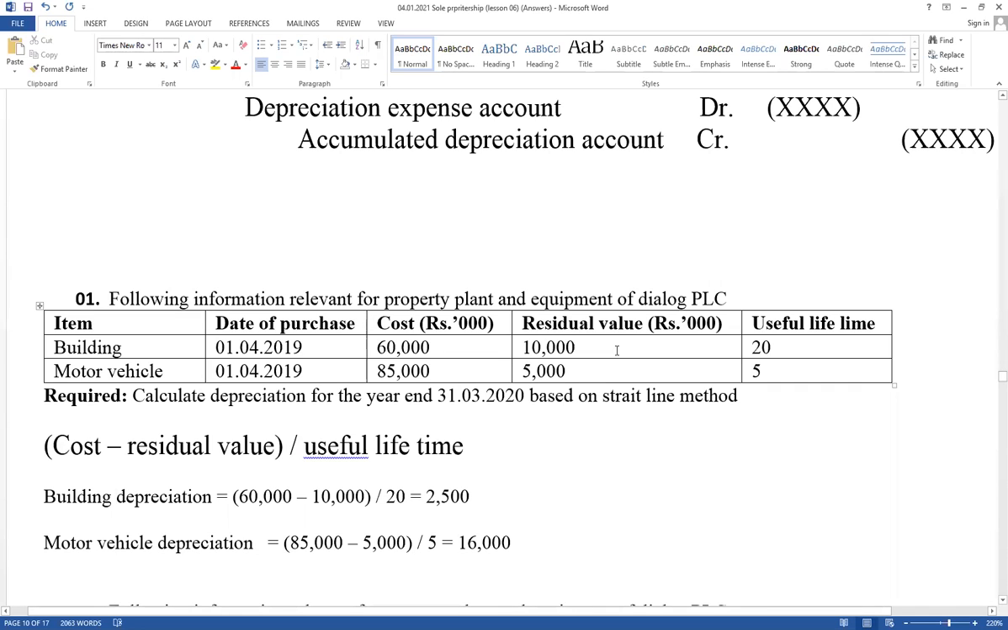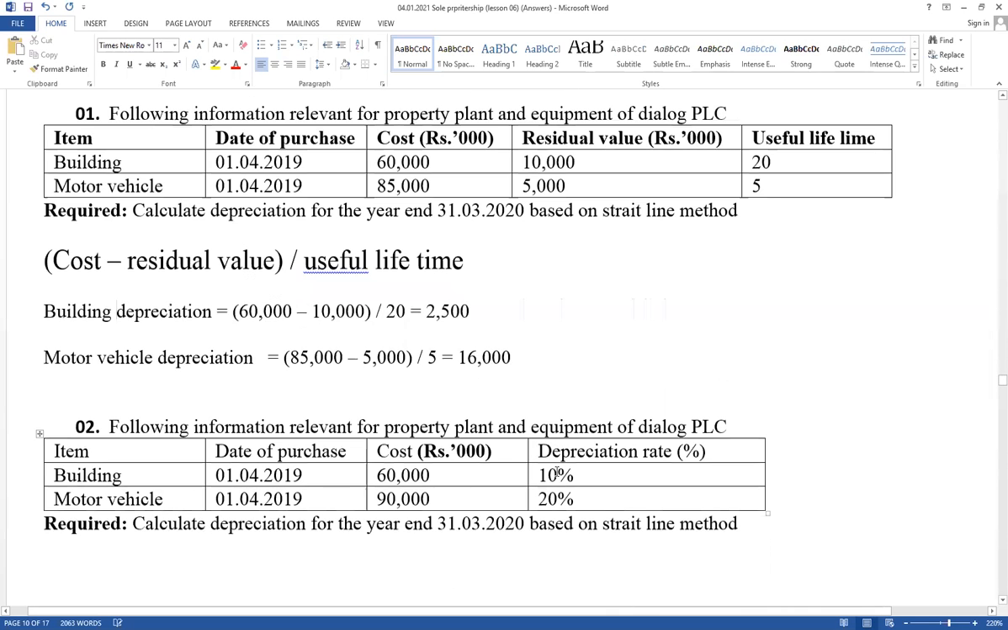But we have to estimate. Then this is the way you have to calculate depreciation: cost minus residual value divided by useful lifetime. Straight line basis. And think about the second equation, the second example.